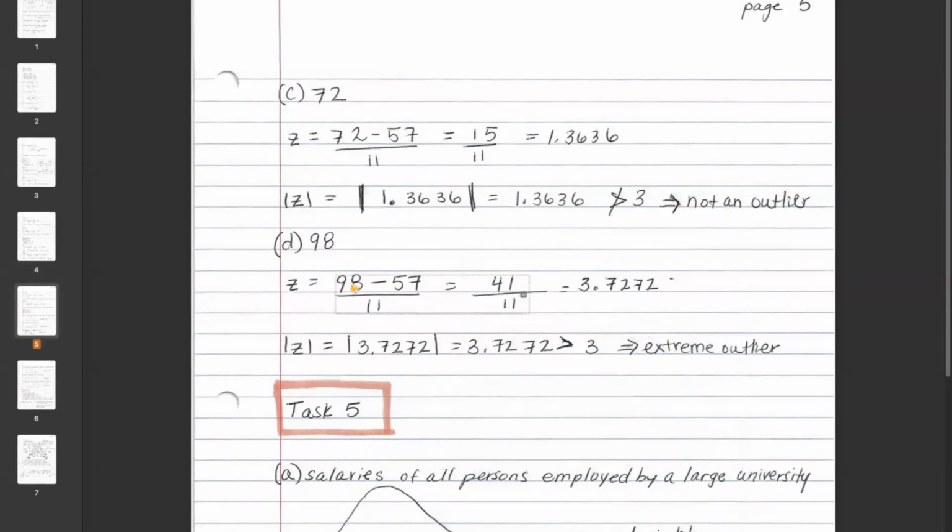And then the z-score for 98, we're going to subtract the mean, which is 57, divide that by 11, and we get 3.7272 repeating, and that absolute value is positive, and that is greater than 3, and so we have an outlier or an extreme outlier.